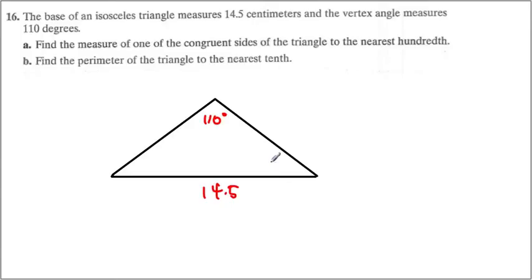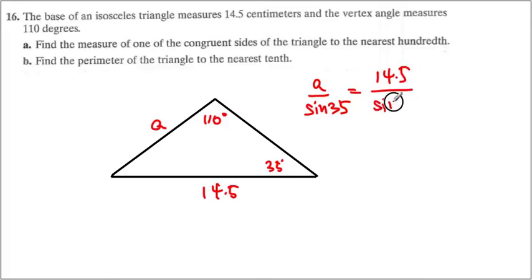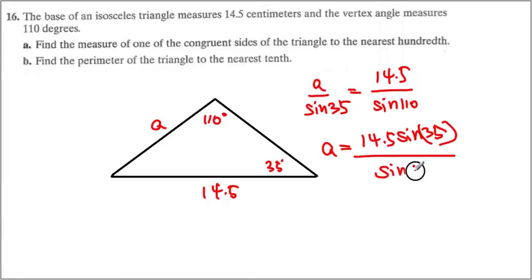Since these two angles are congruent, you get to realize that this must be 35 degrees each. To find A, why don't I call this side A? Then we get to realize A over sine of 35 must be equal to 14.5 over sine of 110. In order for us to find A by itself, we can multiply by sine of 35. So 14.5 times sine of 35 divided by sine of 110. Then that's what we end up getting.